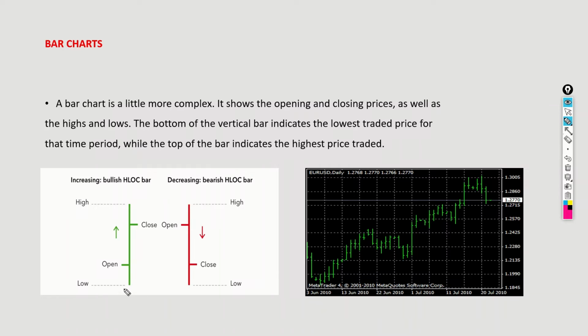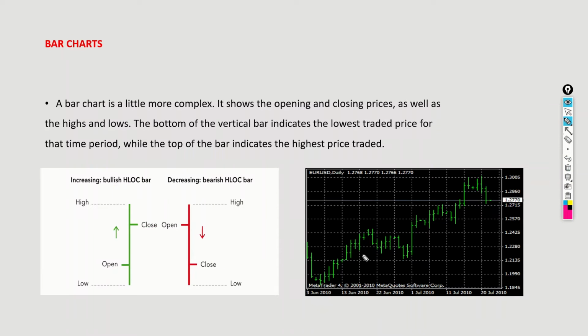The bar will show us the lowest price traded, the highest price traded, the open price, and then the close price. If the open price is lower and the close price is higher, we get a bullish bar. If the open price is higher and the close price is lower, we get a bearish bar. It's as simple as that.